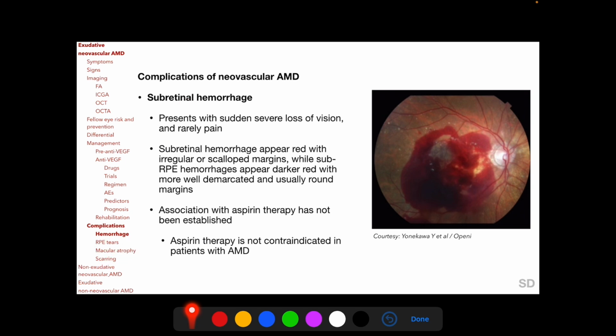Patients having subretinal hemorrhage following neovascular AMD present with a sudden and severe loss of vision and rarely may complain of pain. As we have discussed earlier, subretinal hemorrhage appears brighter red with an irregular or scalloped margin, as seen here in this clinical photograph, while sub-RPE hemorrhage appears darker red with more well demarcated and usually round margin, as seen here in this photograph. Subretinal hemorrhage in neovascular AMD patients has not been associated with intake of aspirin, so aspirin therapy is not contraindicated in patients with AMD.